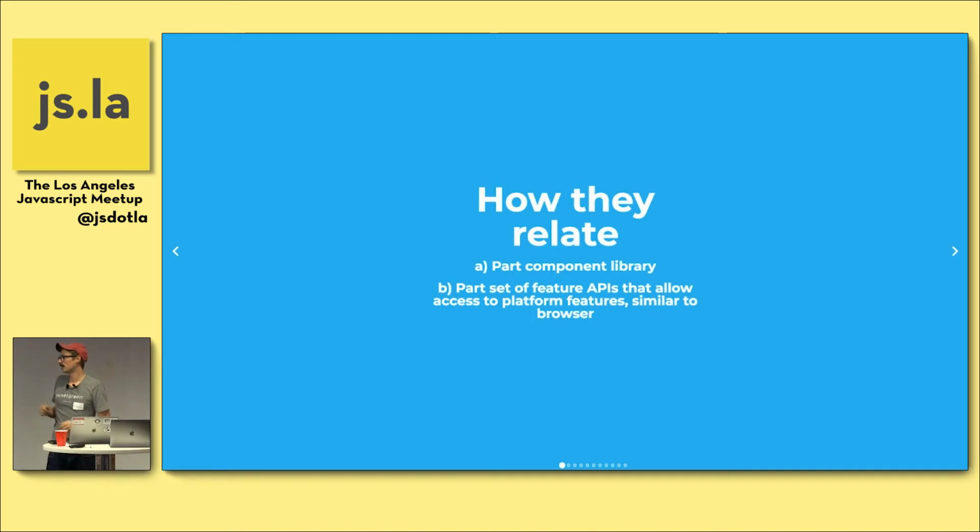And then also, the other big part I would say is feature APIs that allow access to platform features. And this is very similar to the web. So a lot of what React Native does is just stuff that the browser does, right? How do you handle a touch event? That kind of stuff. So just to clarify, it's an overlapping Venn diagram, not separate circles.